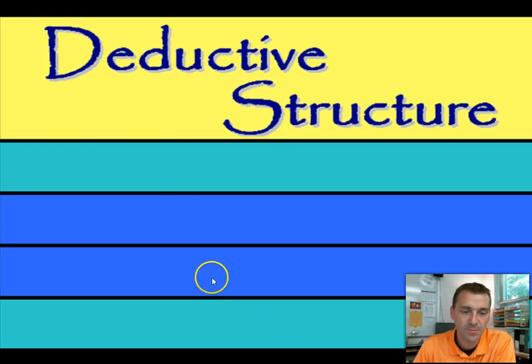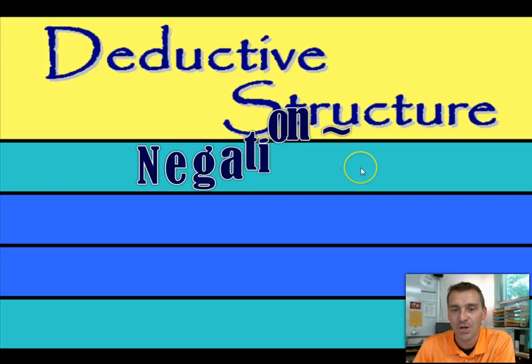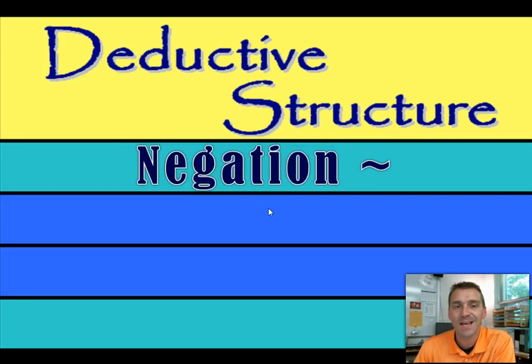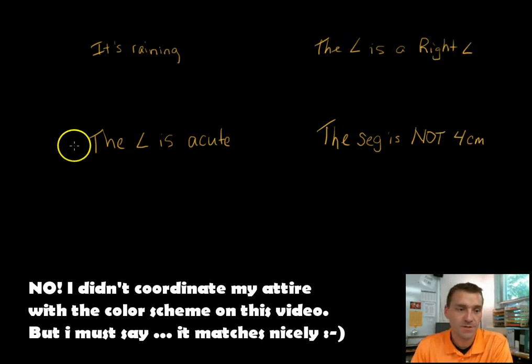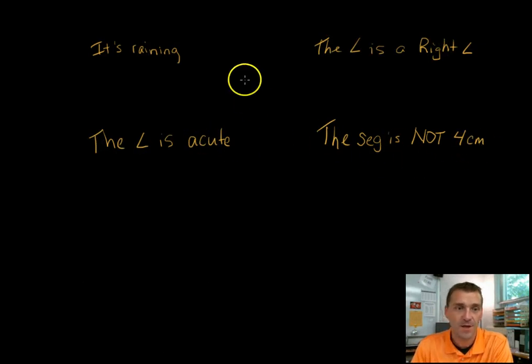The very first thing that you need to put on here is this word negation, and what it means to take a particular statement, not a conditional statement, just a declarative statement, and negate it. And this, by the way, is your little symbol. So let me show you a couple examples of that. What you see here on the screen is a simple statement that says, it's raining. Over here this says the angle is a right angle. This one says the angle is acute. This one says this segment is not 4 centimeters. They're not conditional statements if you notice. They're just declarative statements. But here's how you take and negate these particular things.